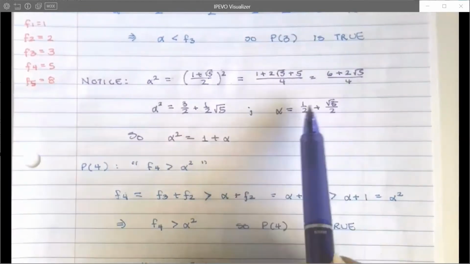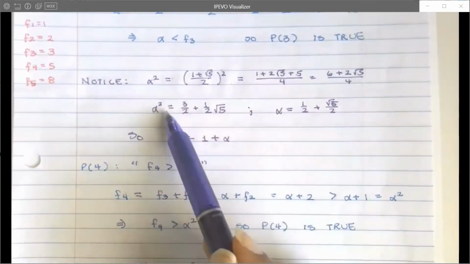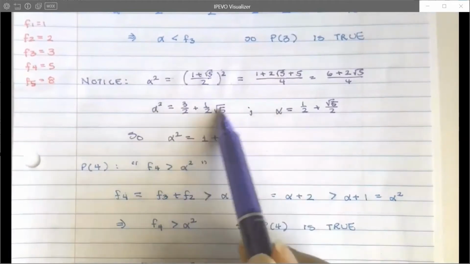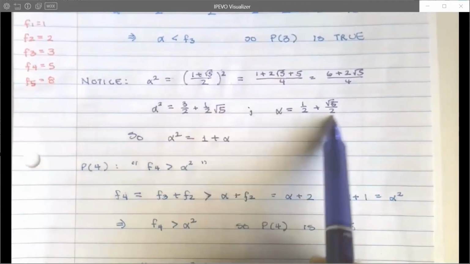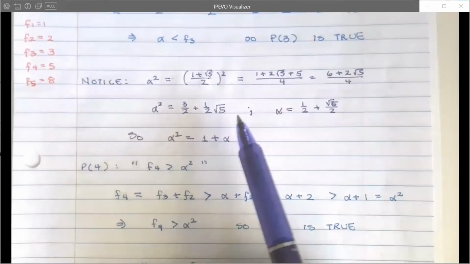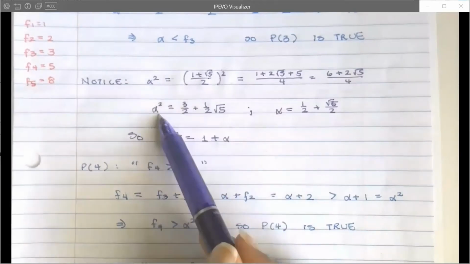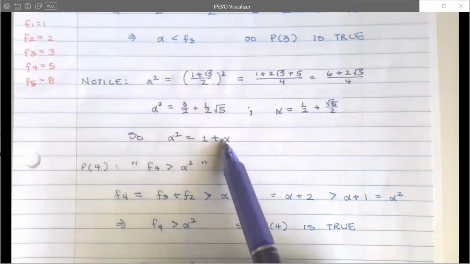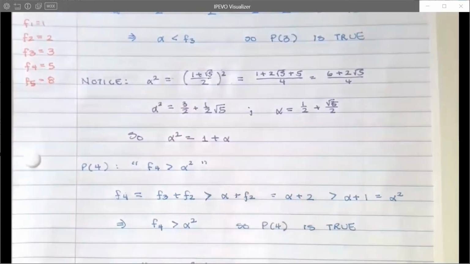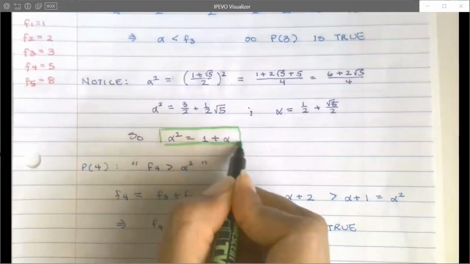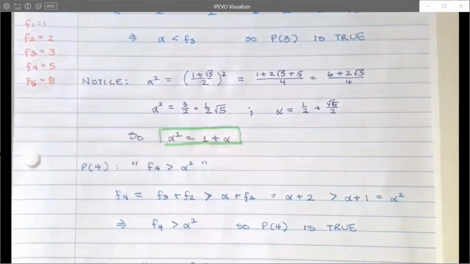Okay. Now, if we compare what we have for alpha squared versus alpha, this is just one more than alpha, right? Because alpha still has a square root of 5 over 2 and it has a 1/2 instead of a 3/2. So that's a difference of 1. That means that alpha squared is 1 plus alpha. Okay, so let's just keep that result in the back of our minds for now. It's going to come into play in what we're about to see for proving P of 4.